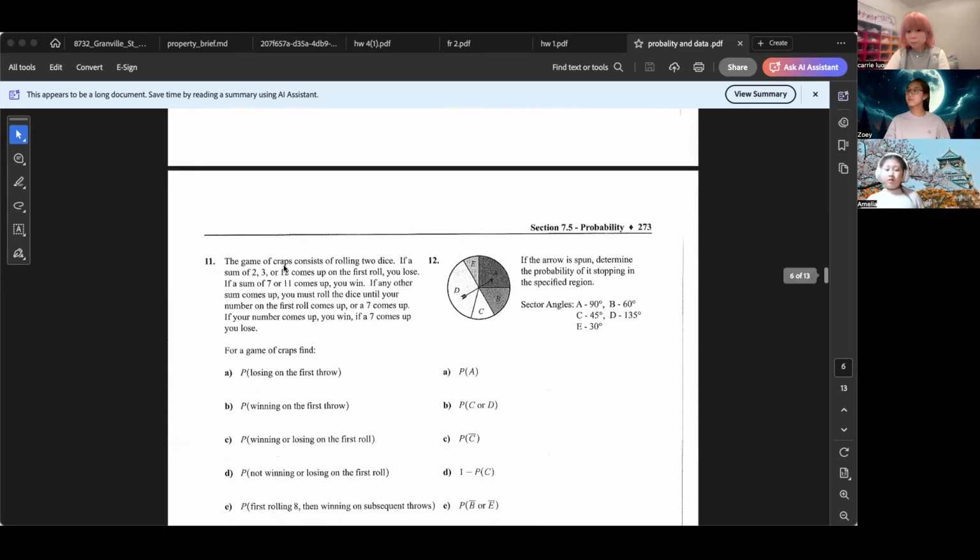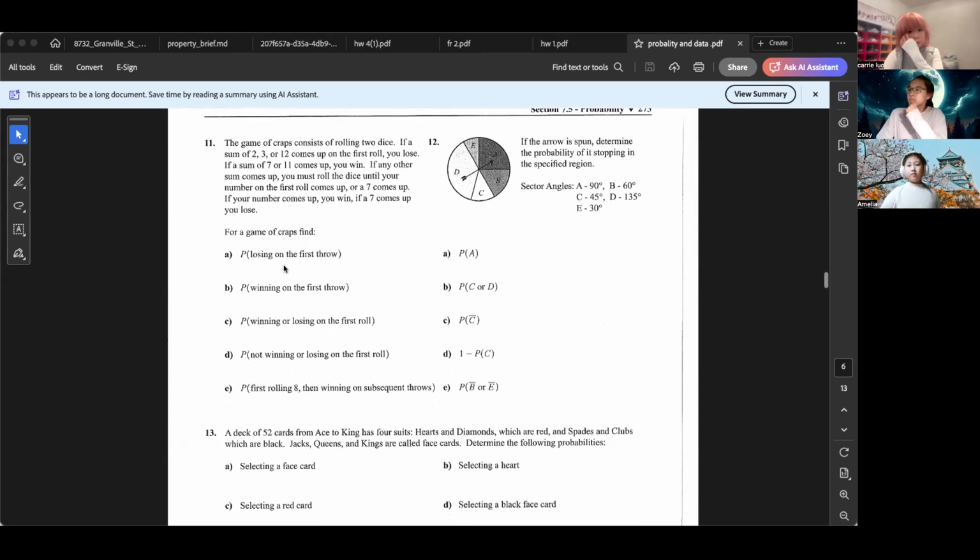Clear? Are you clear? Okay, so now let's take a look at number 11. Okay, so Amelia, how about you read the question for me? The game of craps consists of rolling 2 dice. If a sum of 2, 3, or 12 comes up on the first roll, you lose. If a sum of 7 or 11 comes up, you win. If any other sum comes up, you must roll the dice until your number on the first roll comes up or a 7 comes up. If your number comes up, you win. If a 7 comes up, you lose. Okay, so your turn.